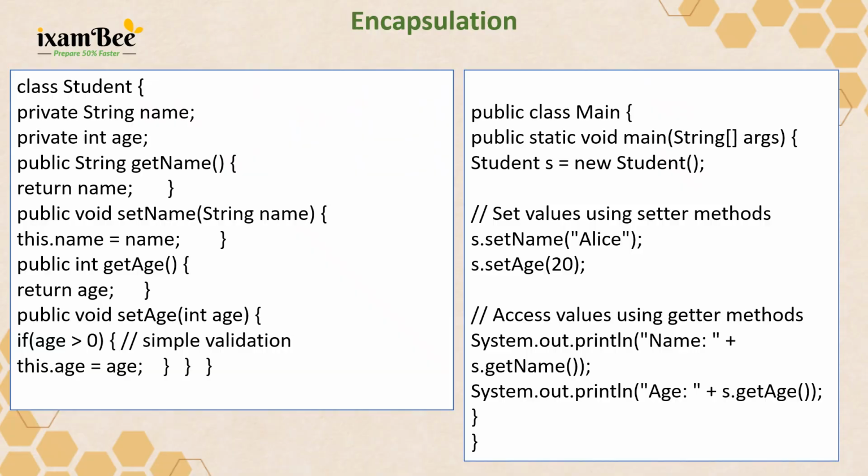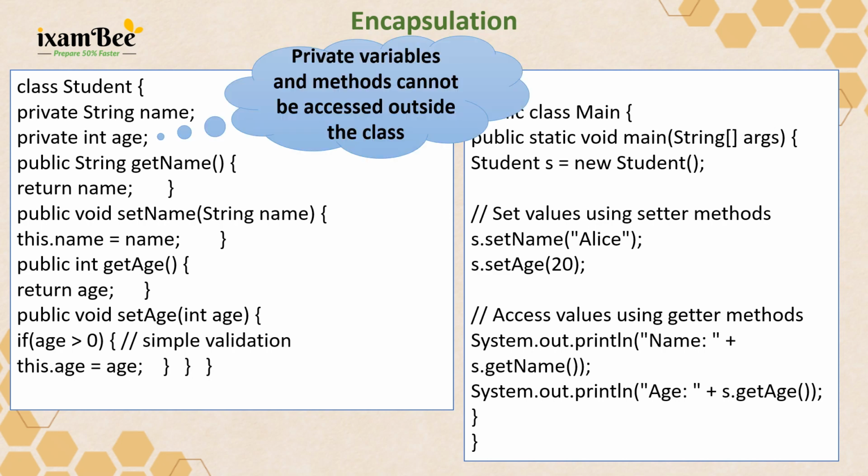Let us now see how encapsulation can be implemented in Java. Here you see an example where we are creating a class called student. We have used the access specifier of private to declare the name and age variables. This would give data security in case of Java. Private variables and methods cannot be accessed outside the class.